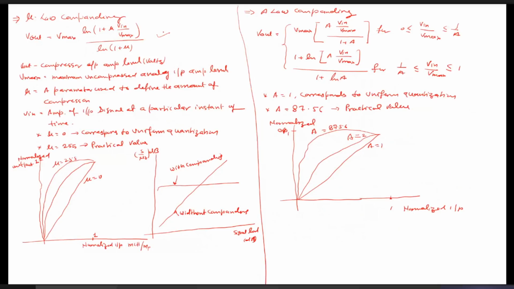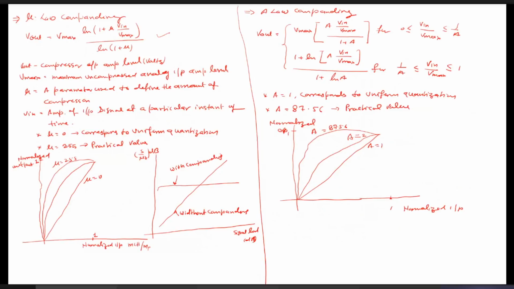If we take mu equals 0, then this is nothing but the case of no companding, no compression, and it becomes simply the case of uniform quantization. Now, if we take mu equals 255, then this value is being used practically in commercial use. The practical value of mu is 255, which is being used in PCM.